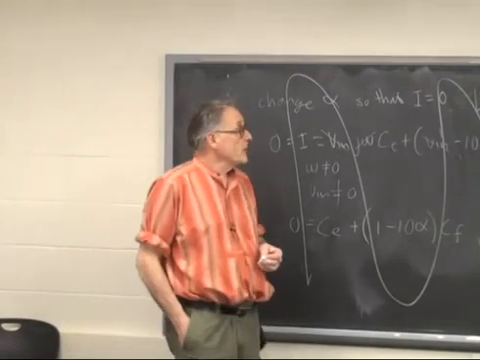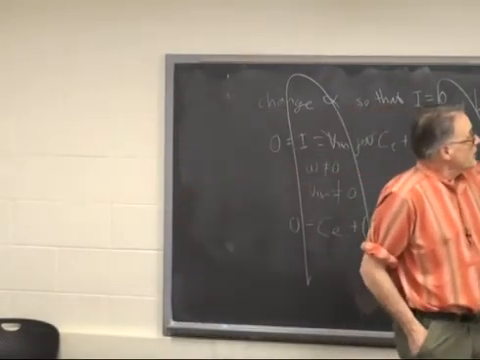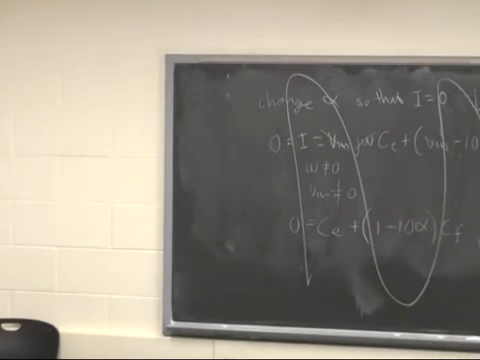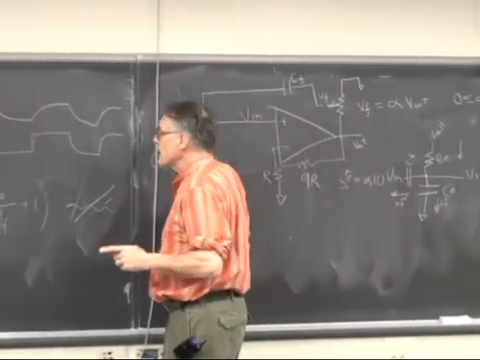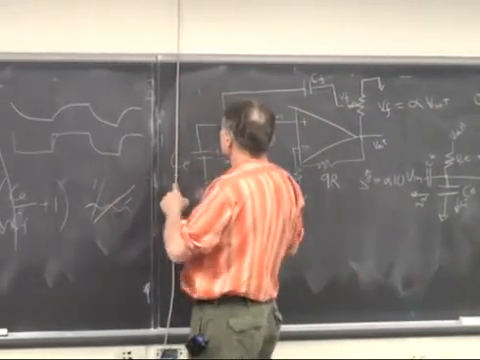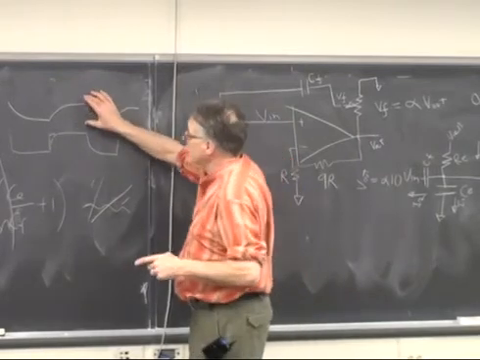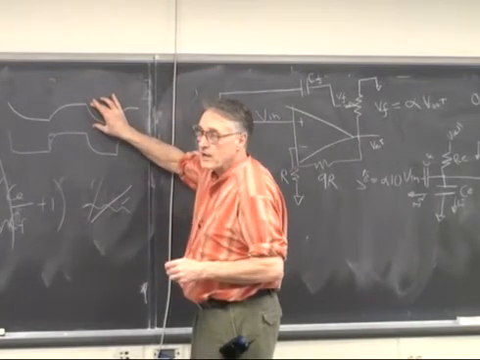So in a sense, this is an adjustable high-pass filter that you're hooking on here. And so what you're saying is, what is the advantage of this circuit over taking this waveform and putting it through a high-pass filter?